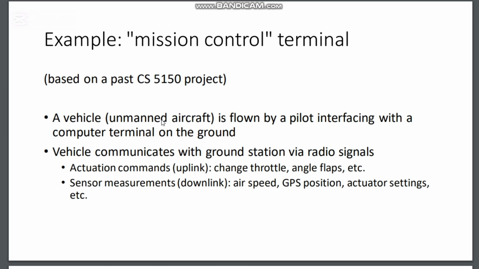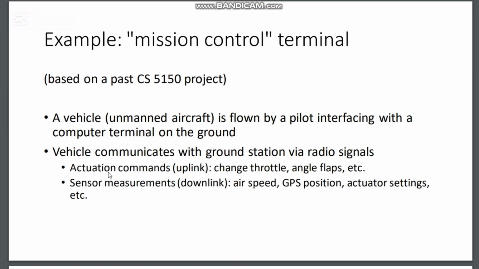The vehicle is basically automatic, so it can also fly with the pilot who is on the ground. The vehicle communicates with the ground station via radio signals. As we have seen, since it is automatic, it can communicate with the ground station using radio signals. These are terms that we learned in computer networks as well.